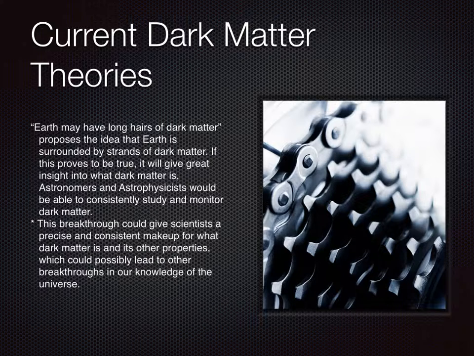Current dark matter theories. Earth may have long hairs of dark matter. Propose the idea that Earth is surrounded by strands of dark matter. If this proves to be true, it will give great insight into what dark matter is. Astronomers and astrophysicists would be able to consistently study and monitor dark matter. This breakthrough could give scientists a precise and consistent makeup for what dark matter is and its other properties, which could possibly lead to other breakthroughs in our knowledge of the universe.